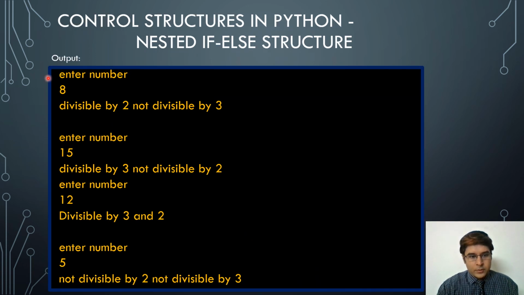The output for the previous example is shown here. On the console, if we enter 8, it will print divisible by 2 and not divisible by 3. On the other hand, if we enter 15, it will print divisible by 3, not divisible by 2. If we enter 12, it is divisible by 3 and 2. And if we enter 5, then not divisible by 2 and not divisible by 3.